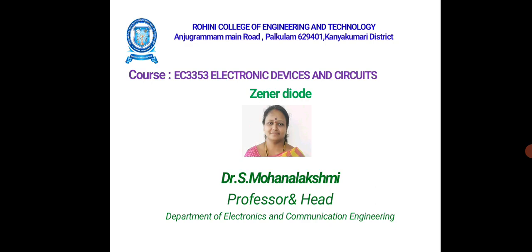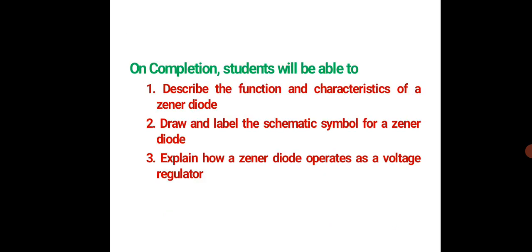voltage regulator. So on completion, the student will be able to describe the function and characteristics of a Zener diode. They will be able to schematically represent the symbol of this diode, and they will be able to explain how this Zener diode can act as a voltage regulator.